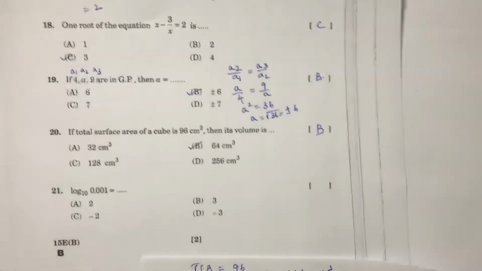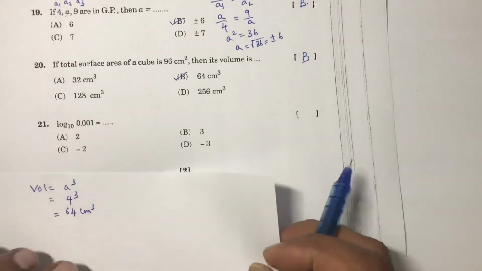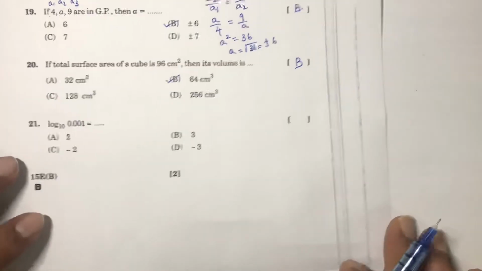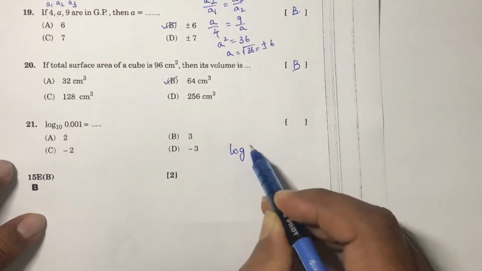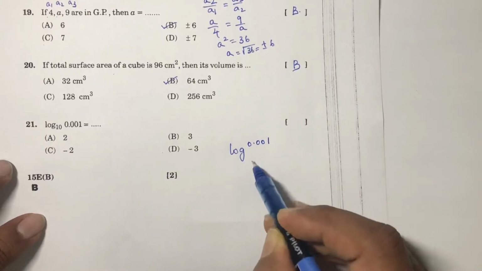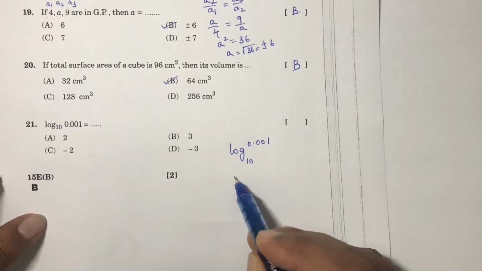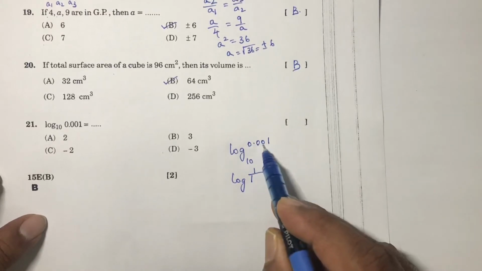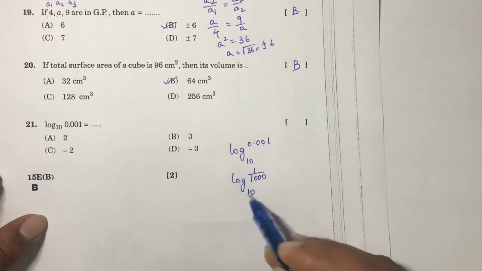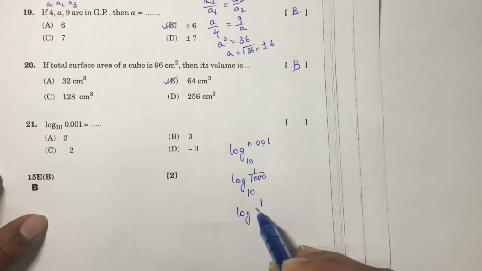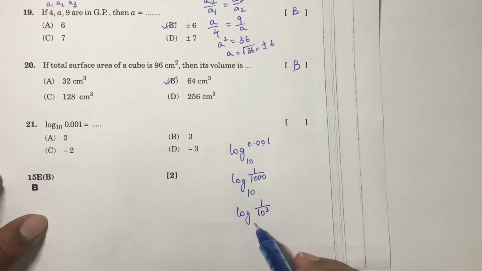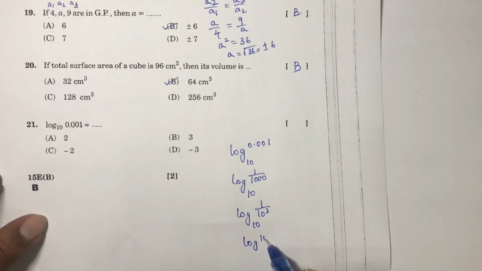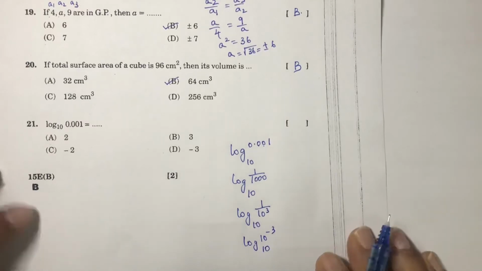Next, logarithms. Log 0.001 to the base 10. Whenever it's a decimal, my advice is to write it in terms of a fraction. For 0.001, after the decimal there are 3 zeros, so log 1 by 10 cube to the base 10, which is log 10 to the power of minus 3 to the base 10.